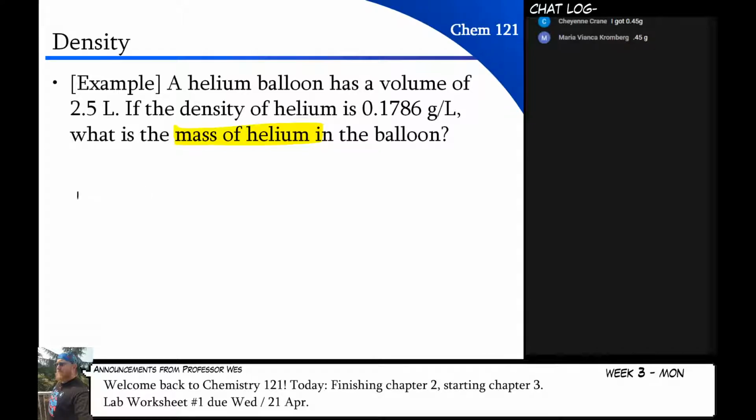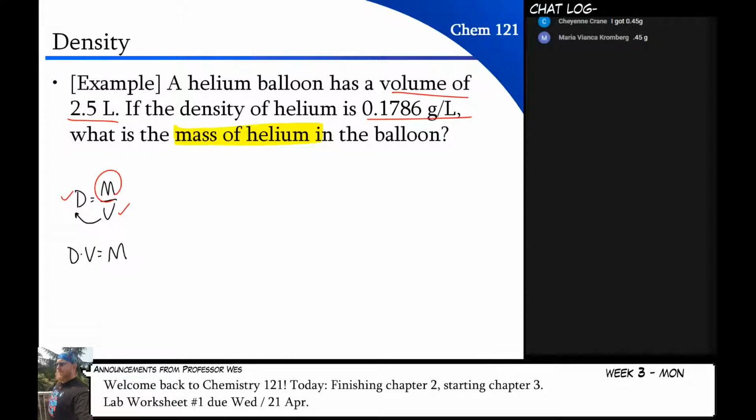All right, so the first thing I always do when I do this type of problem is I start with the formula, and then I'm going to check off the things that I have in the expression. So I've got volume of 2.5 liters, so I know the volume. And I know the density, so I'm going to solve for mass. So that means that when I rearrange the expression, I'm going to move v over to this side, multiplying both sides by v, and I will get d times v equals m.